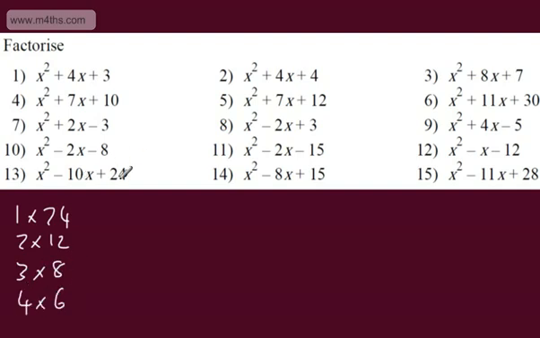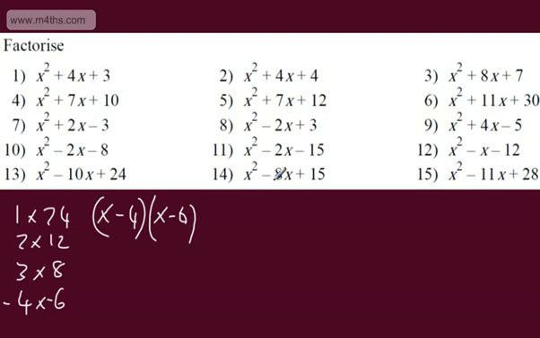Now, for this to be positive, they've either got to both be positive or both be negative. The fact that this is negative means that they're both going to be negative. If we take minus 4 and minus 6, x minus 4, and then we're going to have x minus 6. When we expand this out, minus 4 times minus 6 is positive 24, and when we add them, we get minus 10.